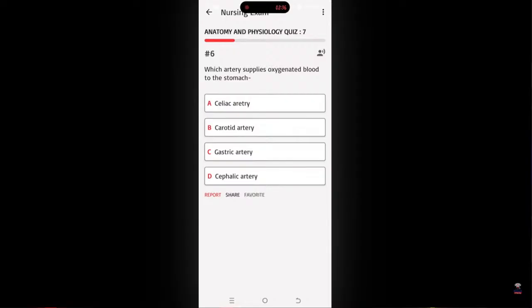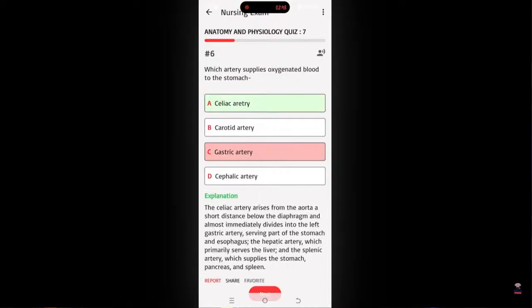Which artery supplies oxygenated blood to the stomach? A. Celiac artery. B. Carotid artery. C. Gastric artery. D. Cephalic artery. Correct answer is A. The celiac artery arises from the aorta a short distance below the diaphragm and almost immediately branches.